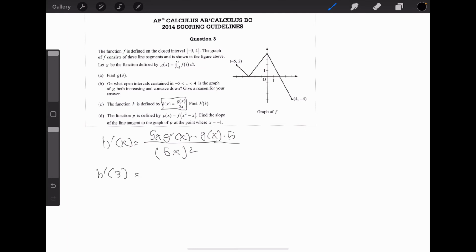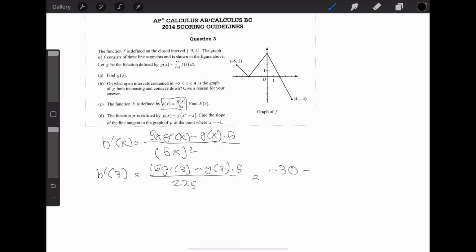So now we have the formula for h prime of x, so we can just plug in 3. So this would equal 15 times g prime of 3 minus g of 3 times 5 over, we can simplify this to 5 times 3, which is 15, and 15 squared is 225. So now what? Well, on the last problem, we found that g prime of 3 is basically just f of 3. So f of 3 is just -2. So this would equal 15 times -2, which is -30, minus 5 times g of 3.